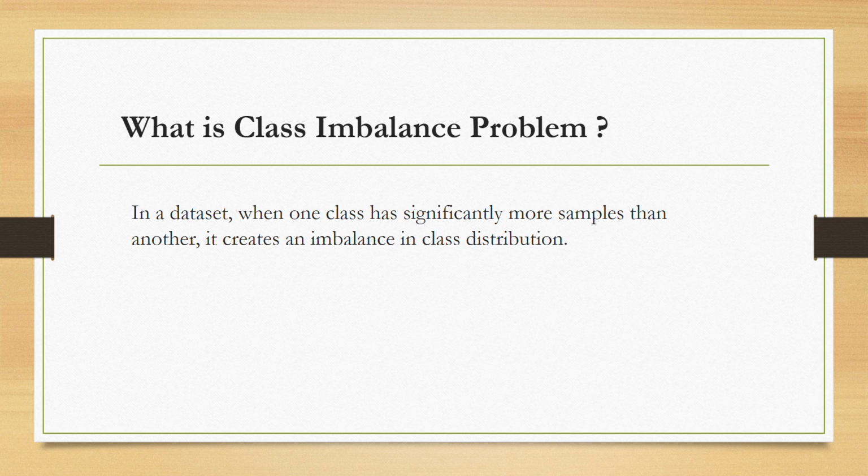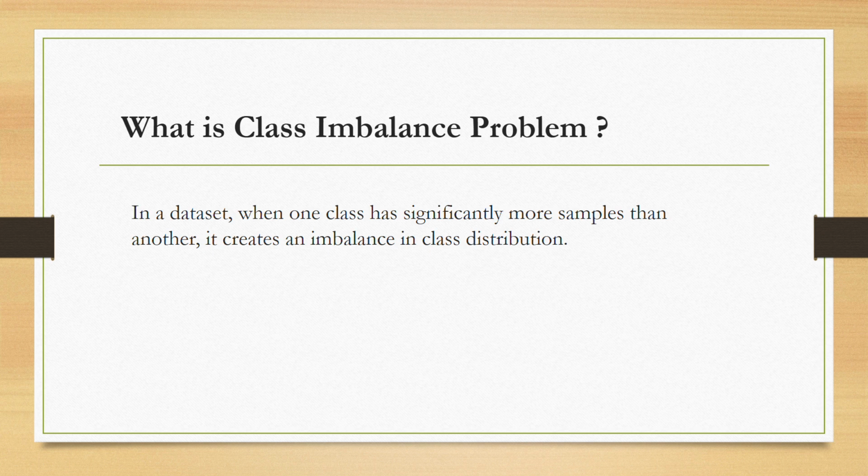When a data set has more number of samples for a particular class and very few samples for another class, then we call it class imbalance. The reason we call it class imbalance is because one class is having many data samples, whereas another class is having very few. There is an imbalance between those two classes.